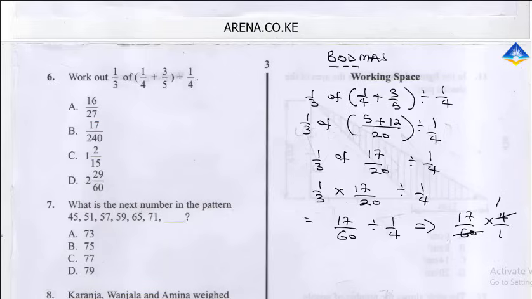4 into 60 is going to give us what? 15. So 17 over 15, which is the same thing as 1 whole number, 2 over 15. Final answer. Now you can see that the correct answer here is C, and that's our correct answer.